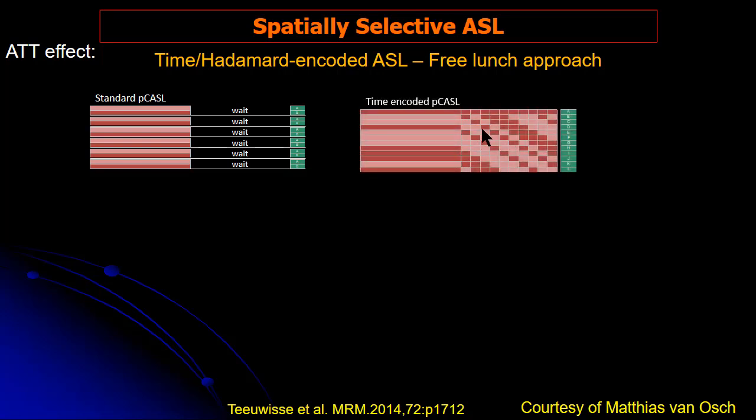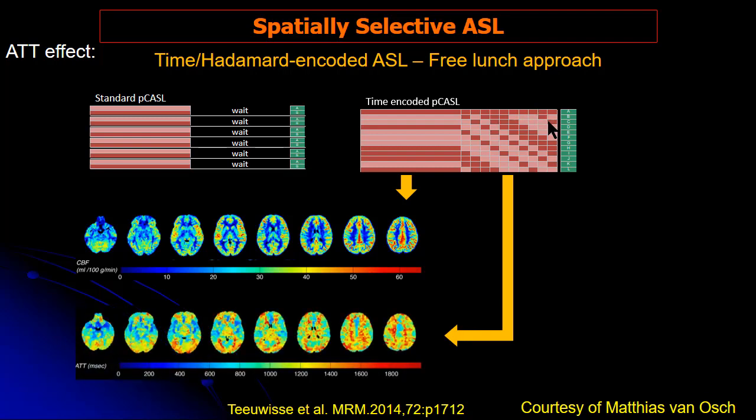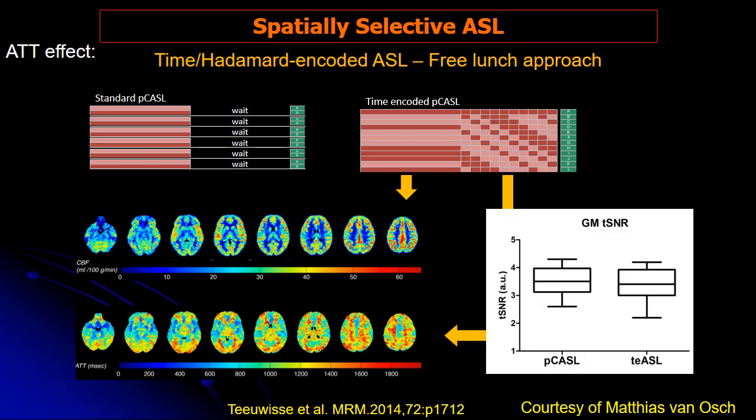Matthias Van Asch's group developed this protocol that inserts a lot of small label control modules with a Hadamard encoded matrix. And then in their quantification, the standard PCASL module can still give you the CBF maps. But they use this additional time-encoded matrix data to obtain the ATT maps. And this actually does not cost any temporal SNR sacrifice. So they call this a free lunch approach.